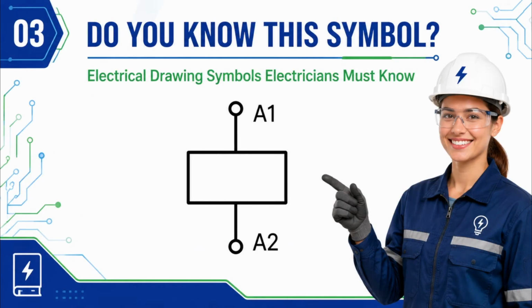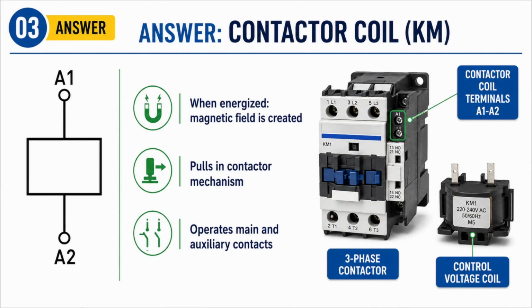You will see this symbol very often in motor control drawings. Can you identify it? Let's check the answer. The answer is the contactor coil, usually identified as KM. Its terminals are commonly marked A1 and A2. When the correct control voltage is applied to the coil, it creates a magnetic field and pulls in the contactor mechanism, operating the main and auxiliary contacts.